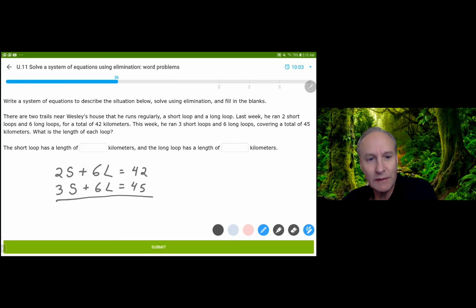Notice that in order to eliminate the L's, the long loops, we can just multiply the top equation by -1. All I'm doing is changing all the signs and I'm going to add. Normally I would rewrite it and everything, but I'm going to be really lazy and just distribute that negative to all my parts because I can see that it's going to work out really easily. That's going to give me S is equal to 3 kilometers, isn't it? So my short loops are 3 kilometers, and I can substitute my 3 into my original equation.